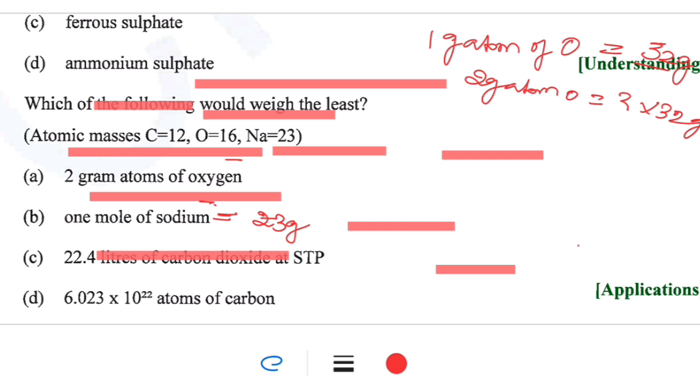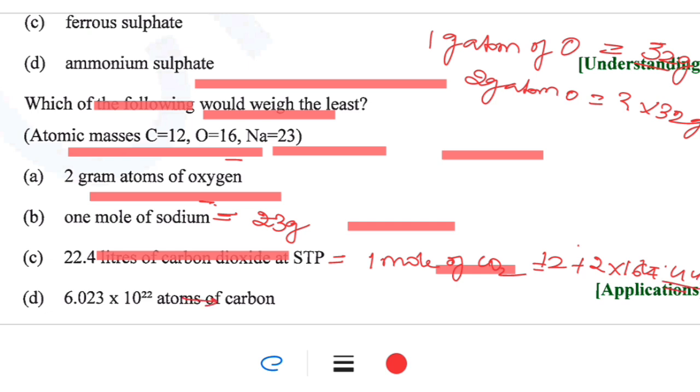22.4 liters of carbon dioxide. So 22.4 liters means 1 mole of CO2. What is 1 mole of CO2? We are going to add its atomic masses. So carbon 12 plus 2 into 16. So how much is it? 2 times 16 is 32, 32 plus 12, 44 gram.